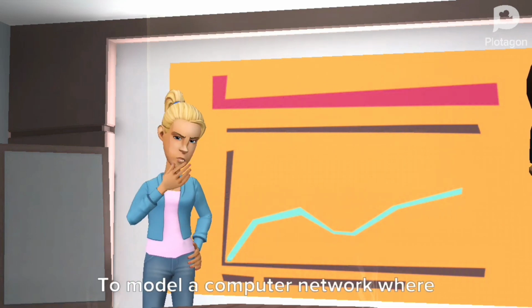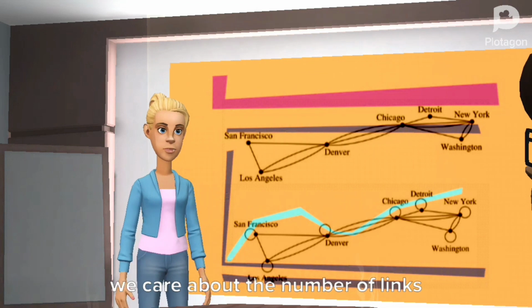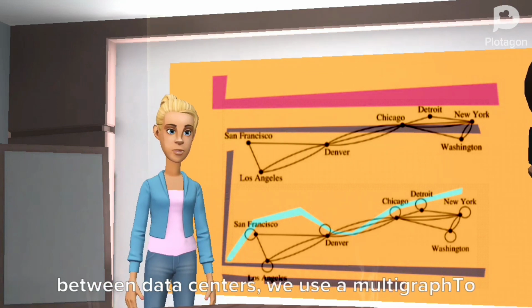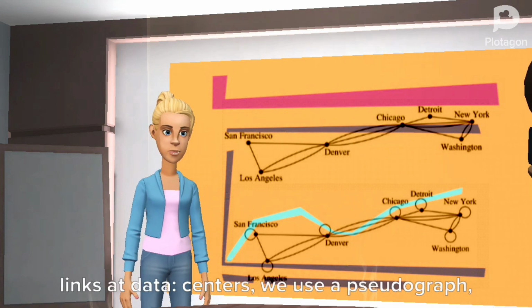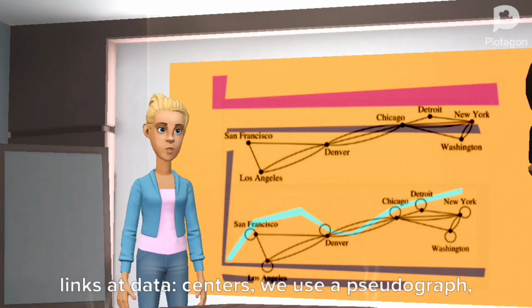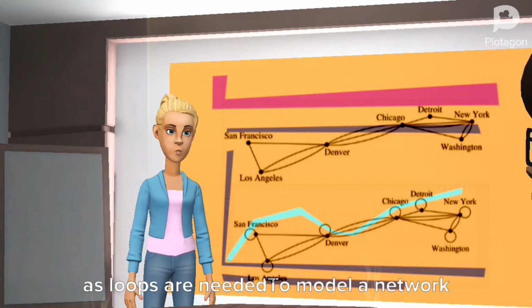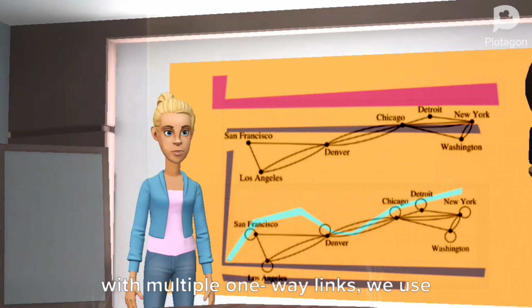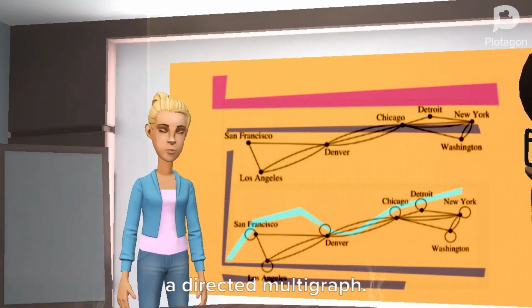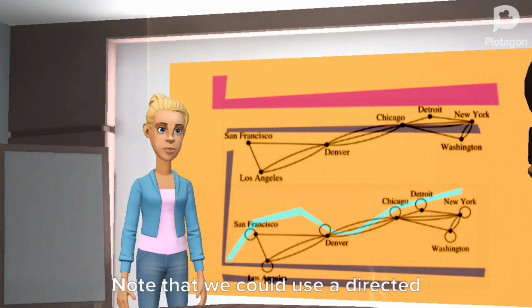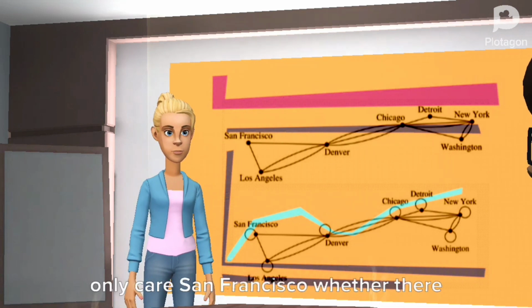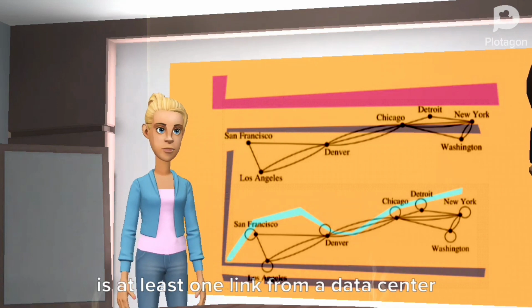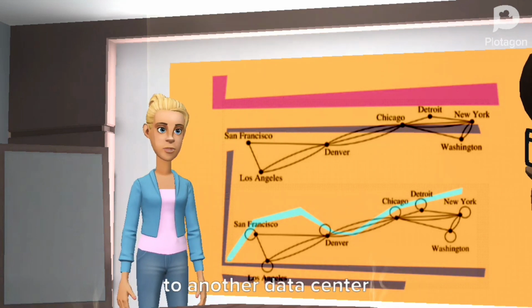To model a computer network where we care about the number of links between data centers, we use a multigraph. To model a computer network with diagnostic links at data centers, we use a pseudograph, as loops are needed. To model a network with multiple one-way links, we use a directed multigraph. Note that we could use a directed graph without multiple edges if we only care whether there is at least one link from a data center to another data center.